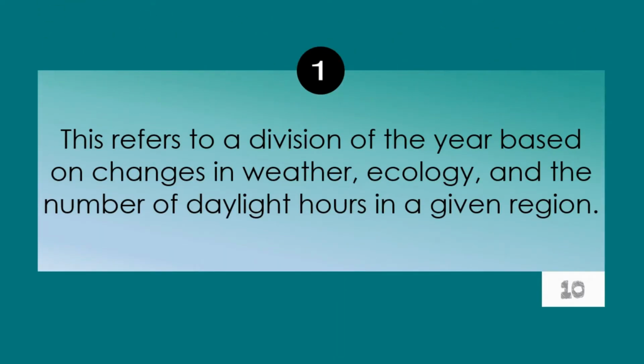Before we delve on to our new topic, let us do first a short recapitulation or review of our previous discussion. And with that, you will be answering the following flashcard questions that I'll be showing to you. You have 5 seconds to read and understand each question and 10 seconds to answer it. The correct answers will be shown immediately afterwards. Let us begin. This refers to a division of the year based on changes in weather, ecology, and the number of daylight hours in a given region.